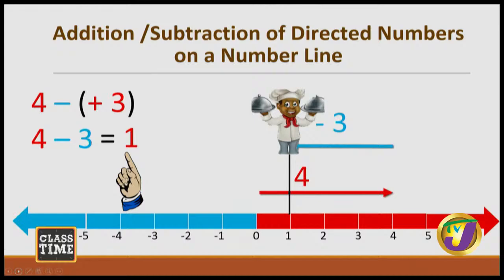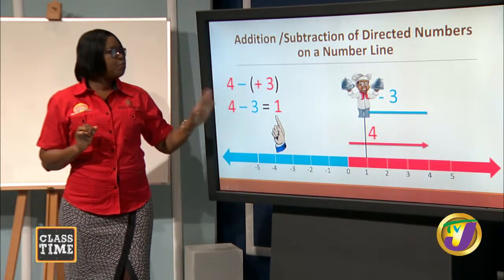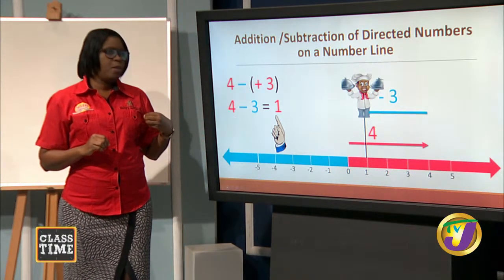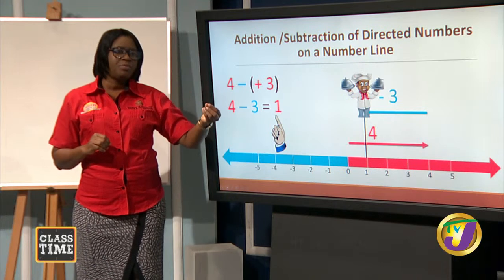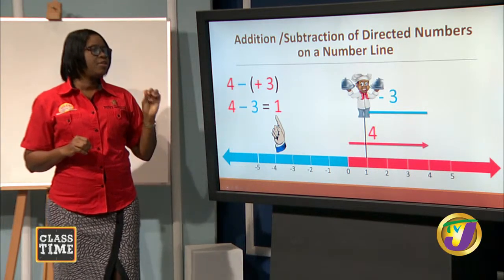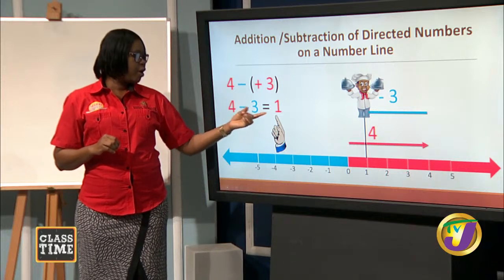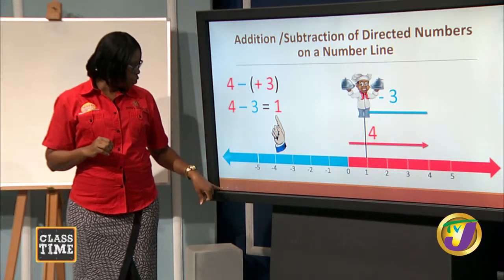So just to recap, make sure you get it. When we're subtracting positive, there's a decrease in monetary value. All right, so that's why we have 4 here and we end up with positive 1.